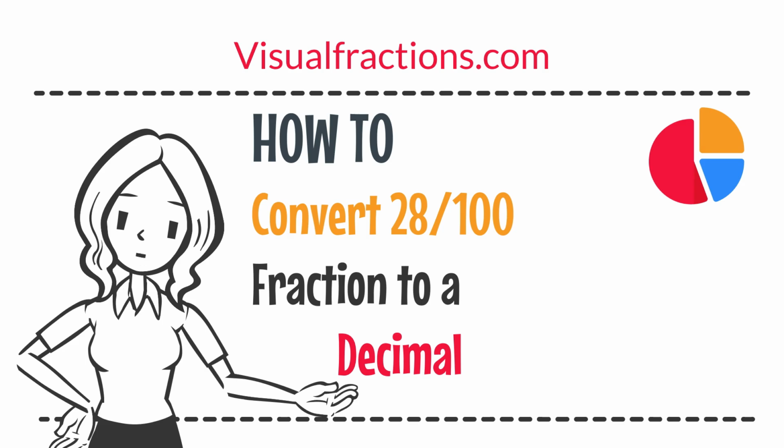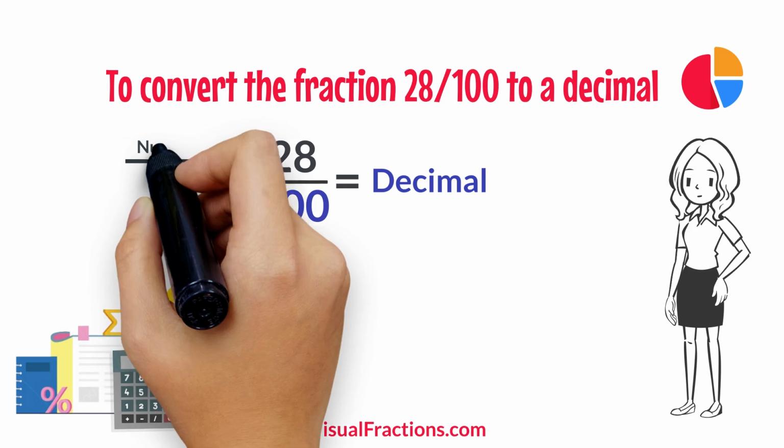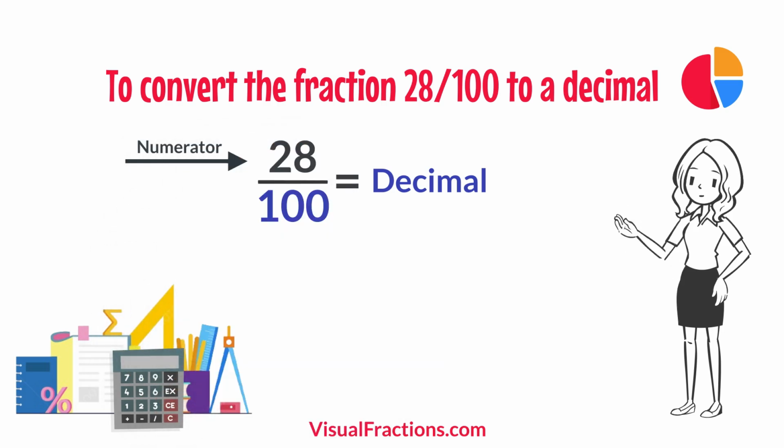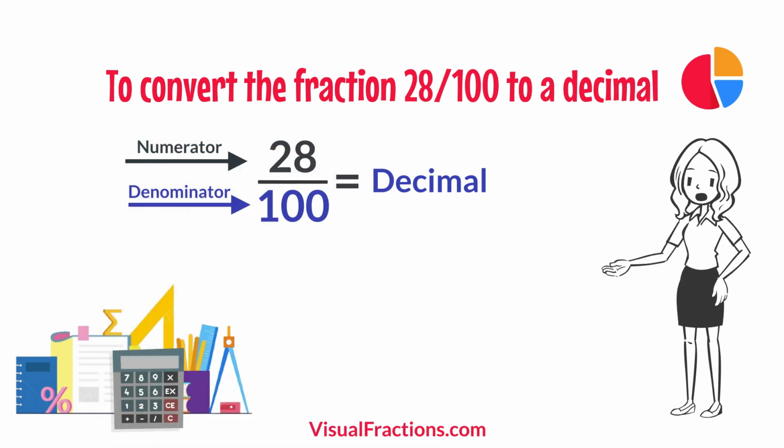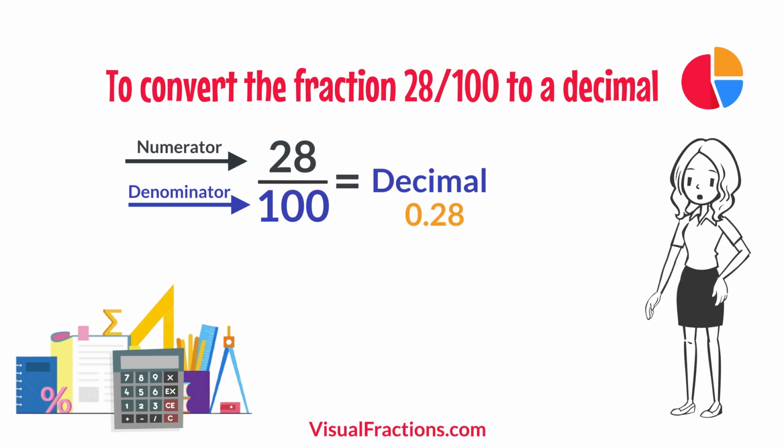Today, we're going to explore how to convert the fraction 28/100ths to a decimal. To convert the fraction 28/100ths to a decimal, all we need to do is divide the numerator, the top number, by the denominator, the bottom number. So, we simply divide 28 by 100. The answer we get is 0.28.